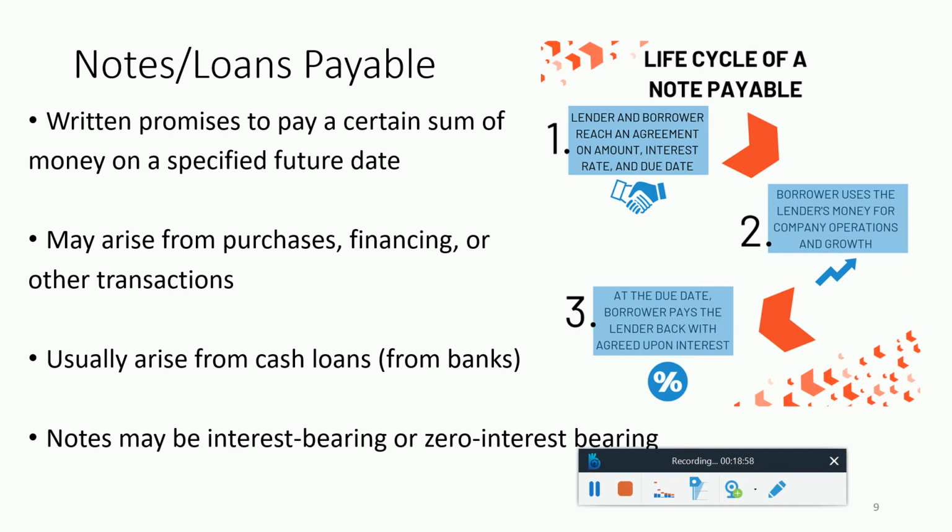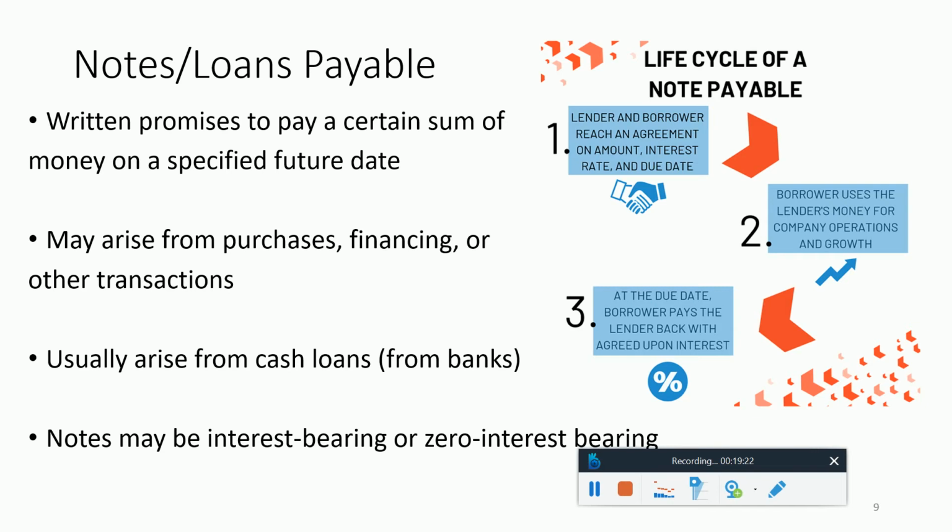It's the same instrument. The only difference is that the borrower, the one who is receiving the cash, is called a note payable. And for the lender, the person who is giving the money, it is called notes receivable. And it's also important to note that notes payable and accounts payable are not the same thing.